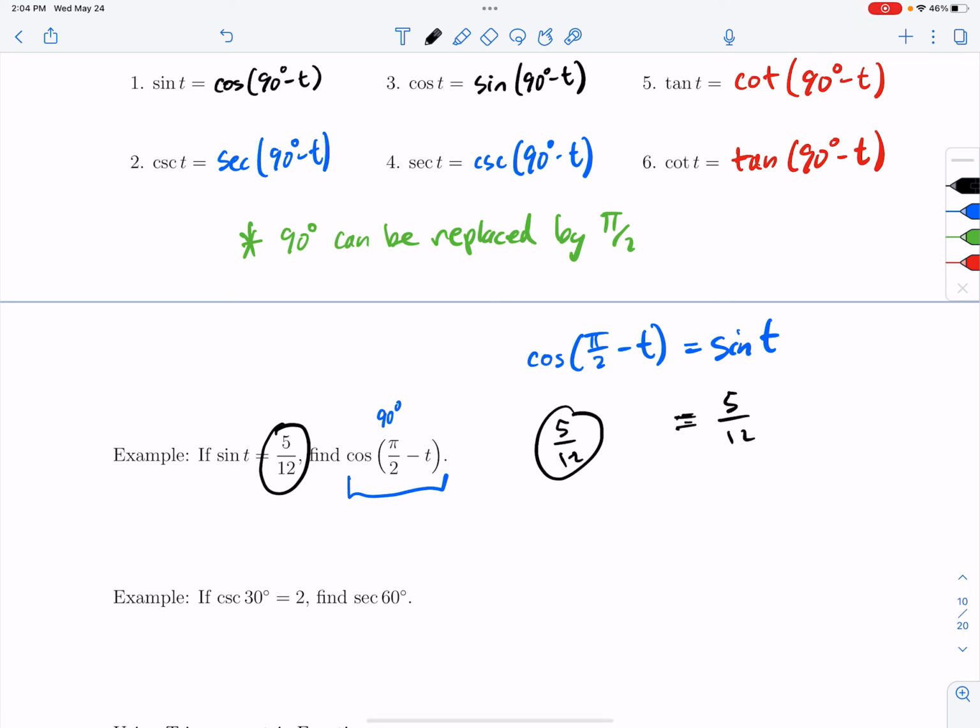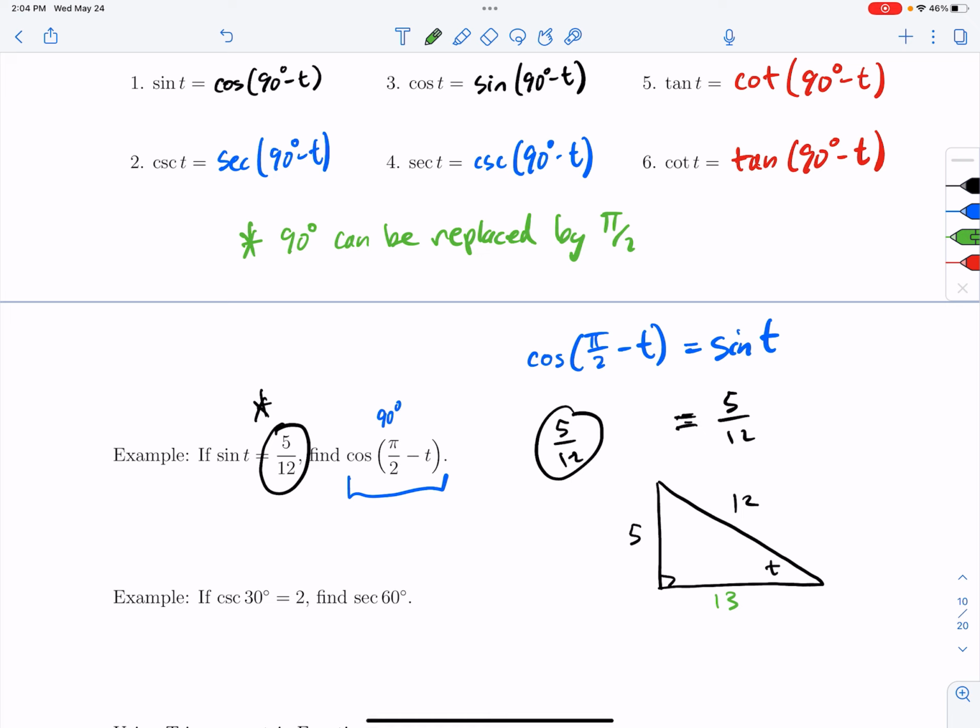So cosine of pi over 2 minus t is equal to 5/12. And that's it. If we want to see this visually, if I have a right triangle, and let's say angle T is down here. Well, if sine is 5/12, sine is opposite over hypotenuse. By the Pythagorean theorem, I could solve for this missing side.